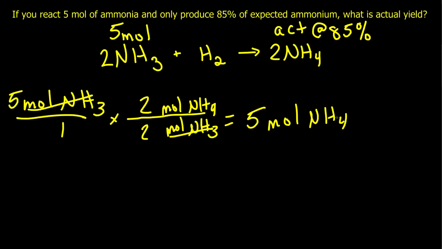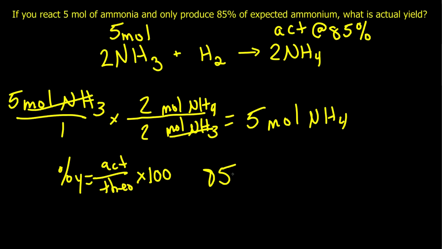But we only produced 85% of the expected amount. So what's the actual yield here? So percent yield equals the actual over theoretical times 100. So percent yield is 85%, but I gotta change that to a decimal. So 85% divided by 100 gives me 0.85. Set equal to the actual, which is x, over the theoretical, which is 5.